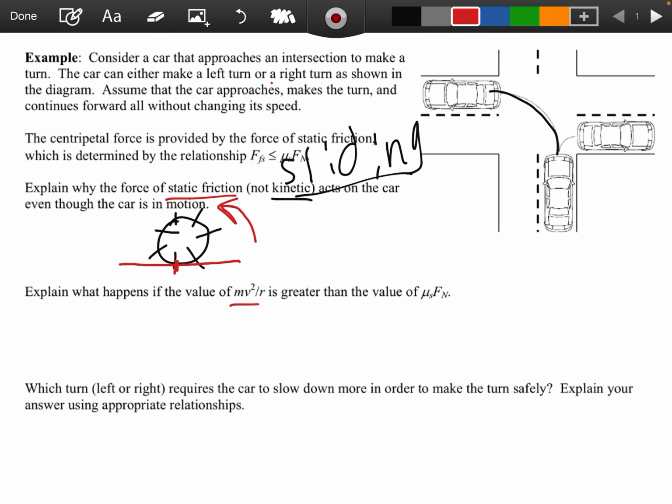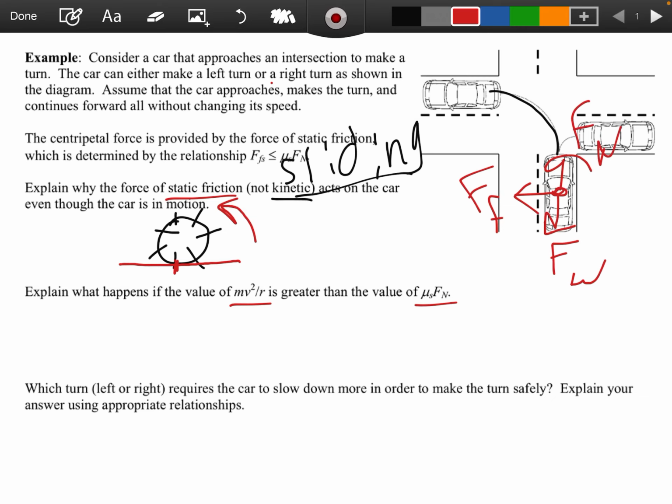Explain what happens if mv squared over r is greater than this. All right, so where did this question even come from? Well, let's take a look at the free body diagram for each of these. You've got your weight going down, you've got the normal force of the road going up, and then you have this static frictional force. Just a reminder, label your free body diagrams.